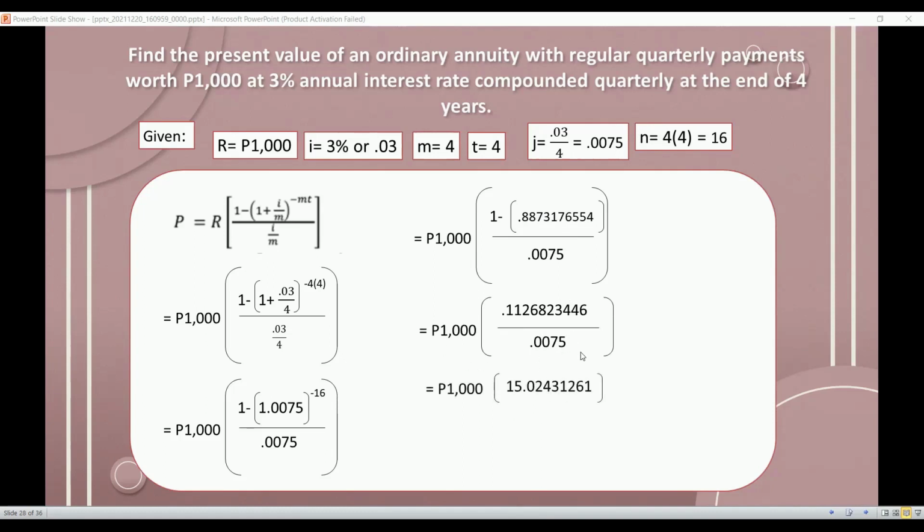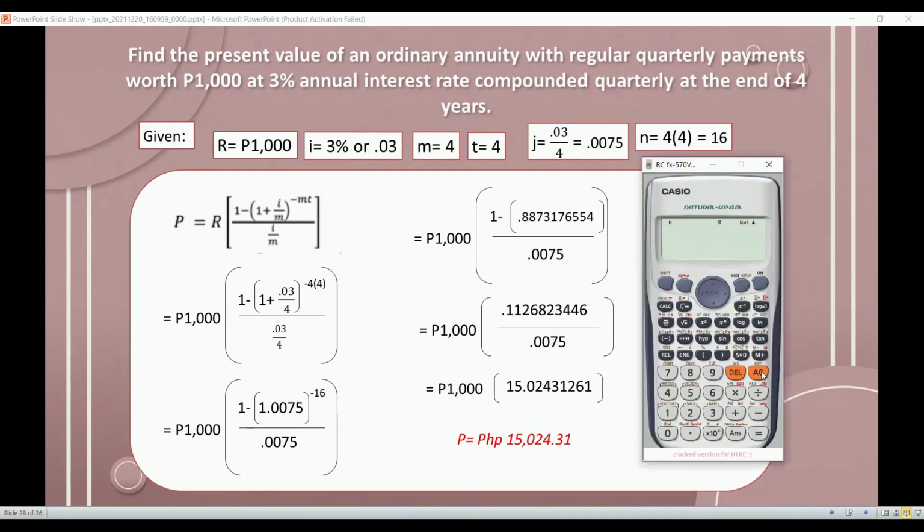So, let us find the solution of what is inside. So, this is the answer we get again. Then, we multiply what is in the parenthesis by our regular payment, which is 1,000. Then, our final answer will be 15,024 pesos and 31 centavos.